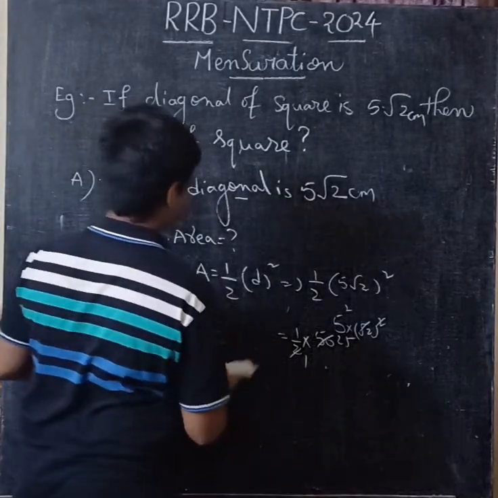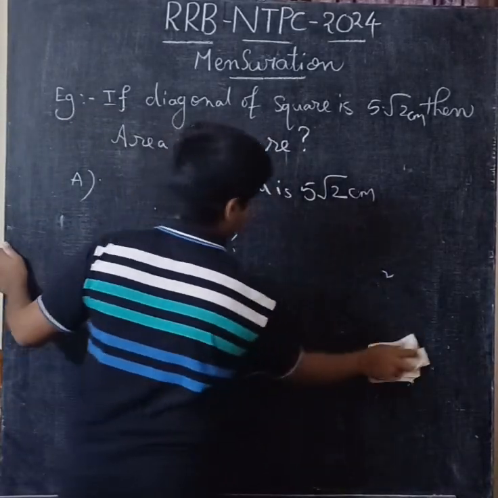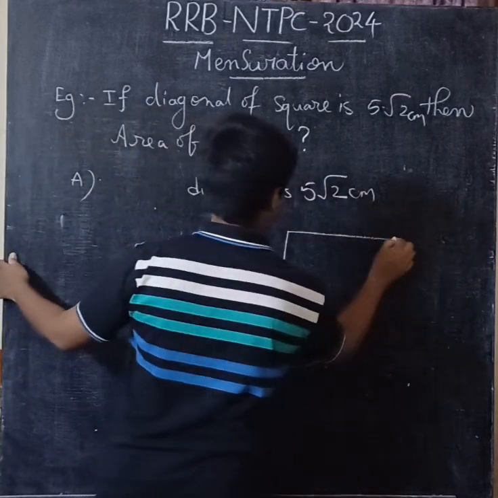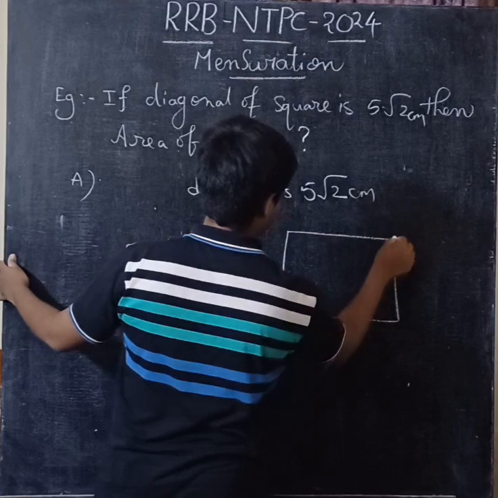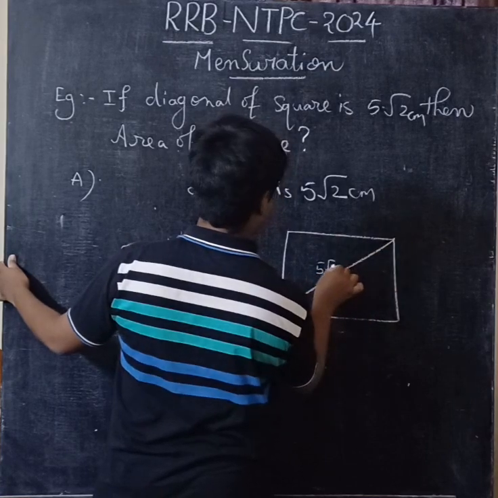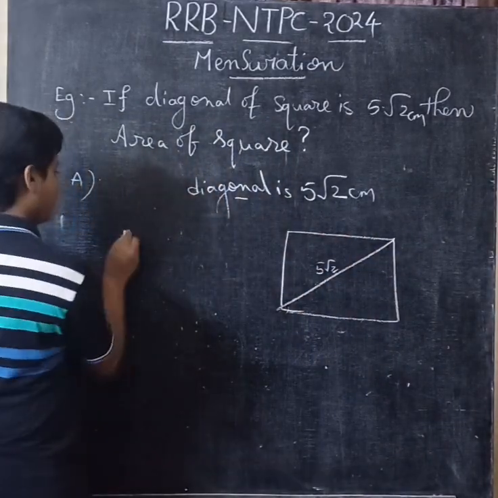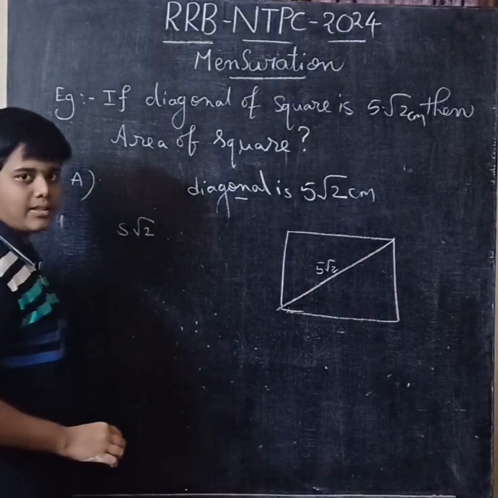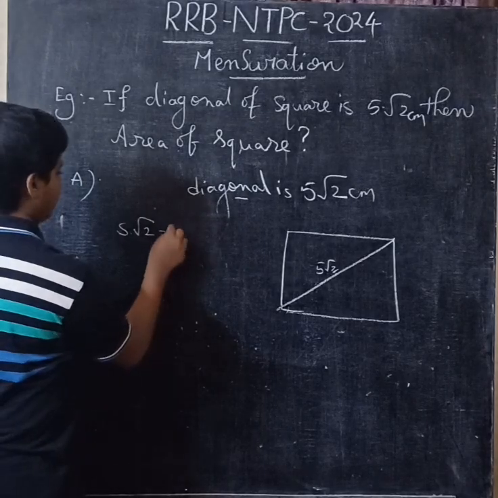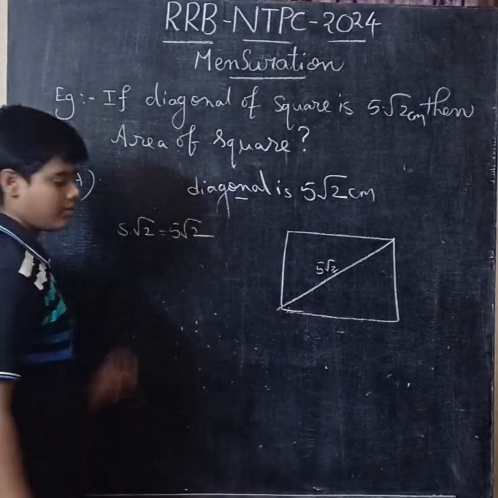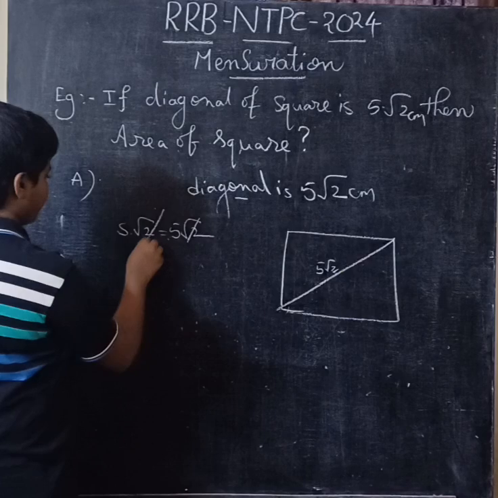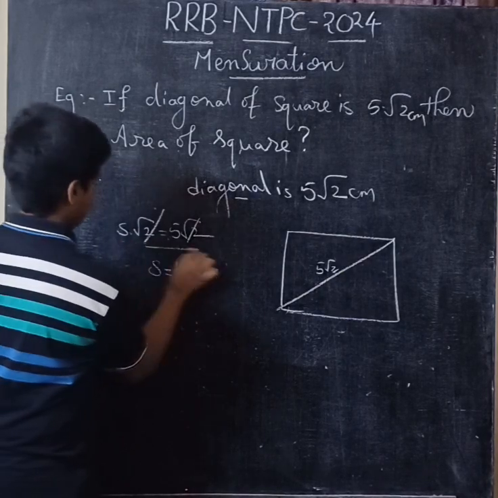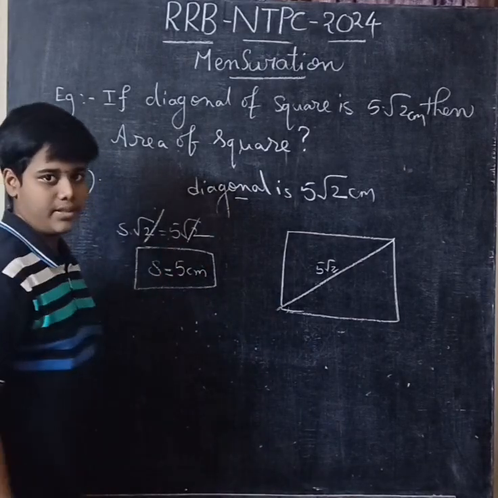So another process, if we do the long process. Suppose this is the square and this is the diagonal, 5 root 2. So what is the diagonal formula? S root 2. So S root 2 is the diagonal formula and I got the diagonal 5 root 2. So we have to equate. So root 2 gets cancelled and the remaining is S equals 5 centimeters. Side equals 5 centimeters.